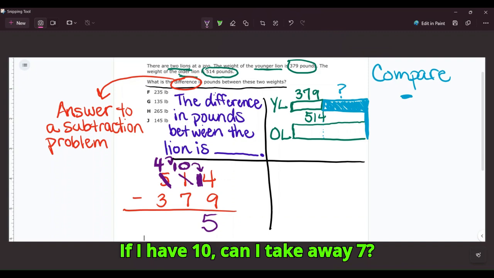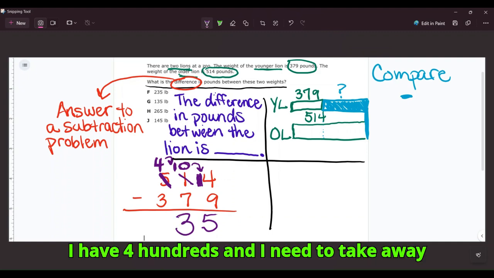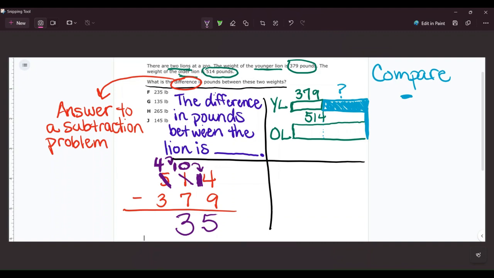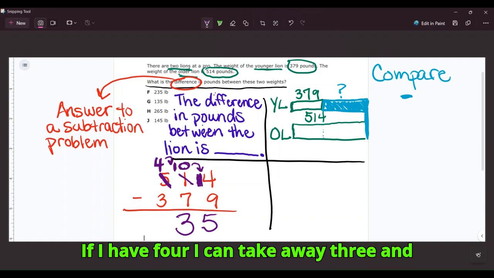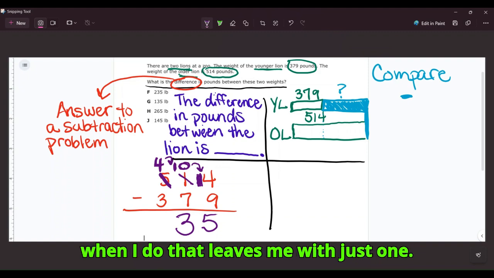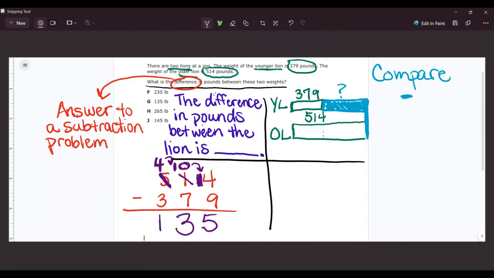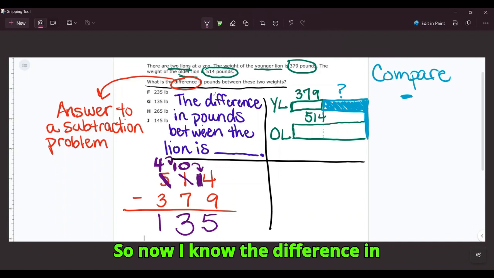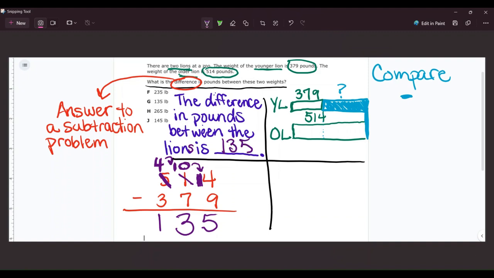If I have 10, can I take away 7? Yes. That equals 3. I have 400s and I need to take away 300s. If I have 4, I can take away 3. And when I do, that leaves me with just 1. So now I know the difference in pounds between the lions is 135.